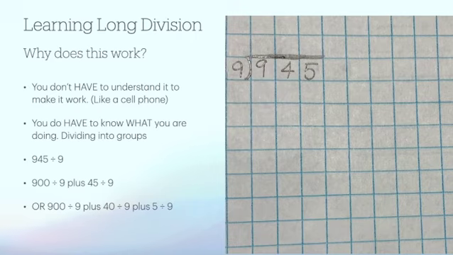Take 945 divided by 9. In this symbol here, you've got the 9 on the outside. So it's basically 9 divided into 945, or 945 divided by 9. That might have no meaning to your students. Divided by might have no meaning, but divided into groups of has more meaning. So what this is, is 945 divided into groups of 9. So you're making tiny little groups of 9 out of this large pool of 945 things.